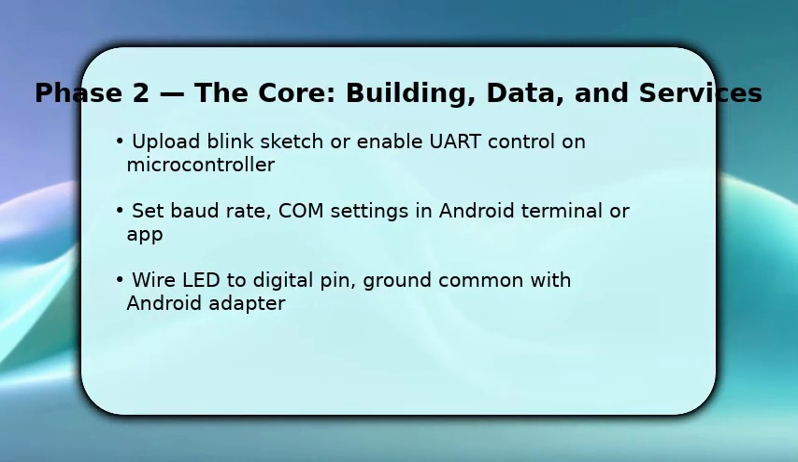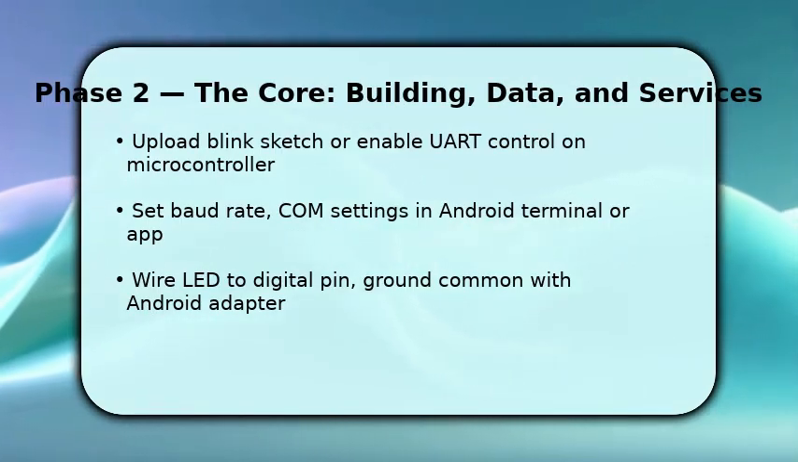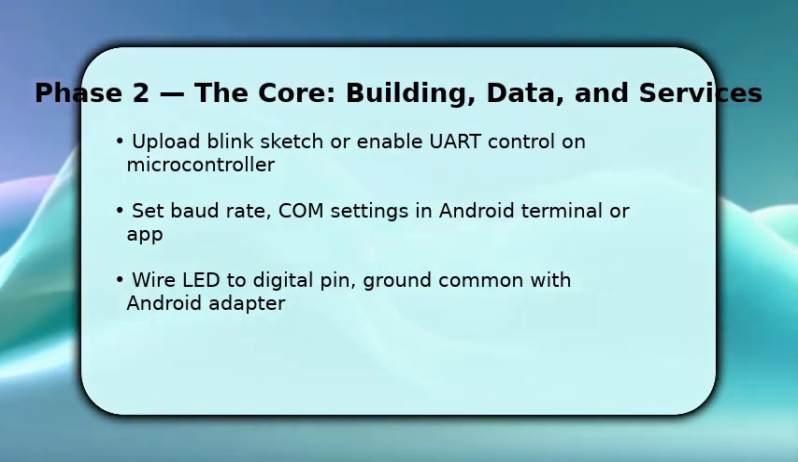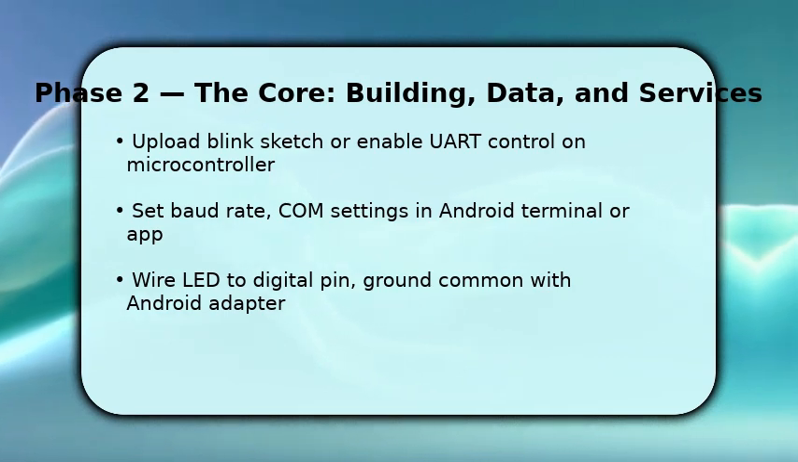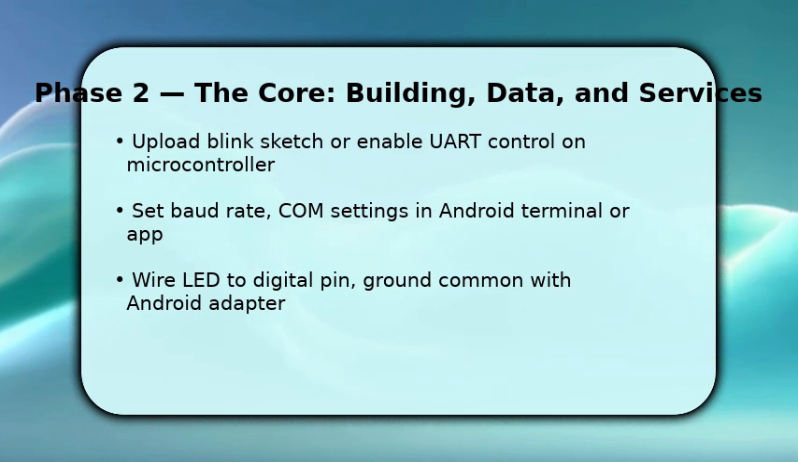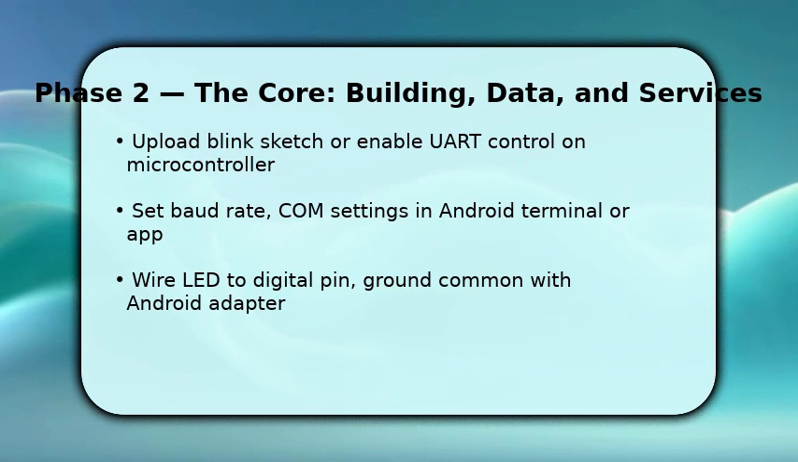Now program the microcontroller or prepare your Android app to send control signals. Upload a Blink sketch that toggles a digital pin or implement simple UART command parsing. Once done, wire the LED to the chosen digital pin with the resistor and connect ground to the adapter ground.